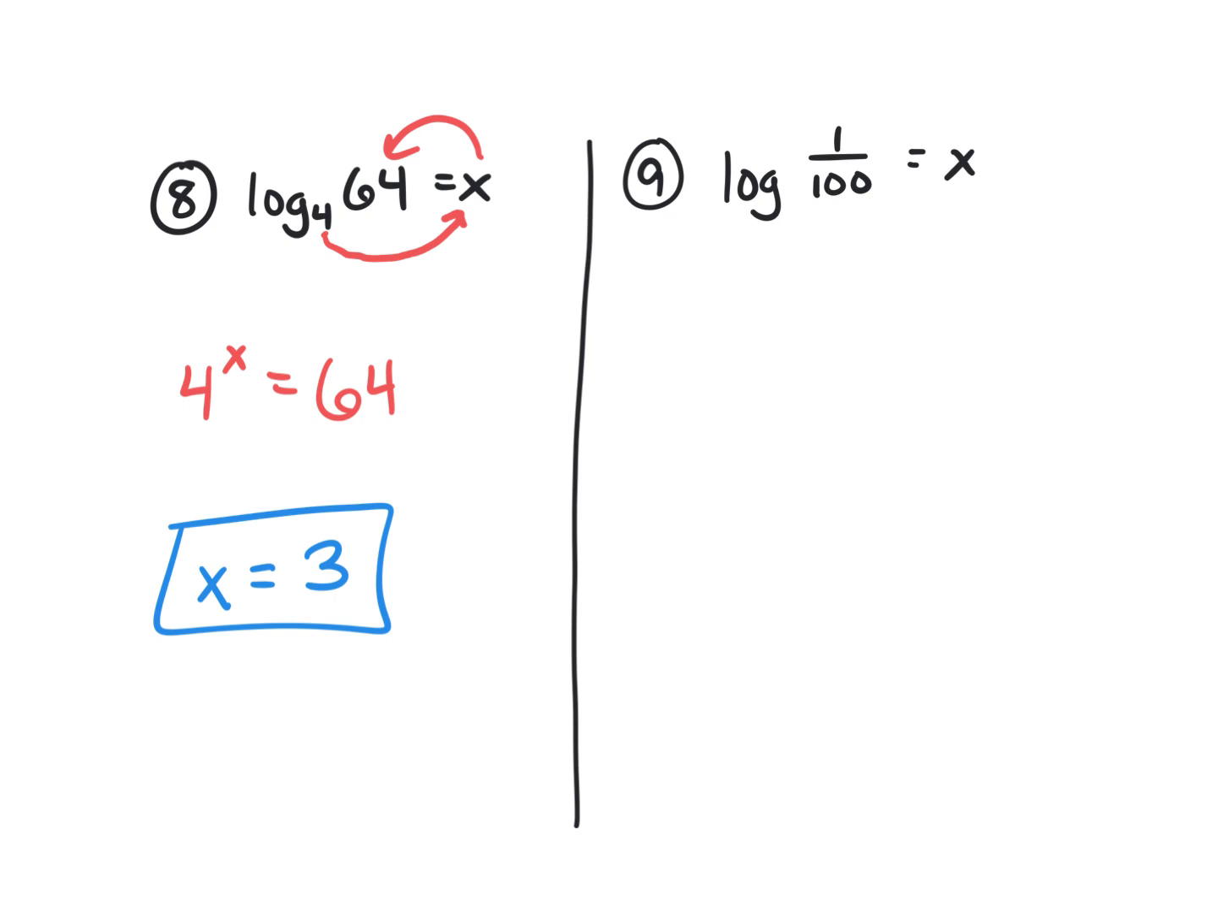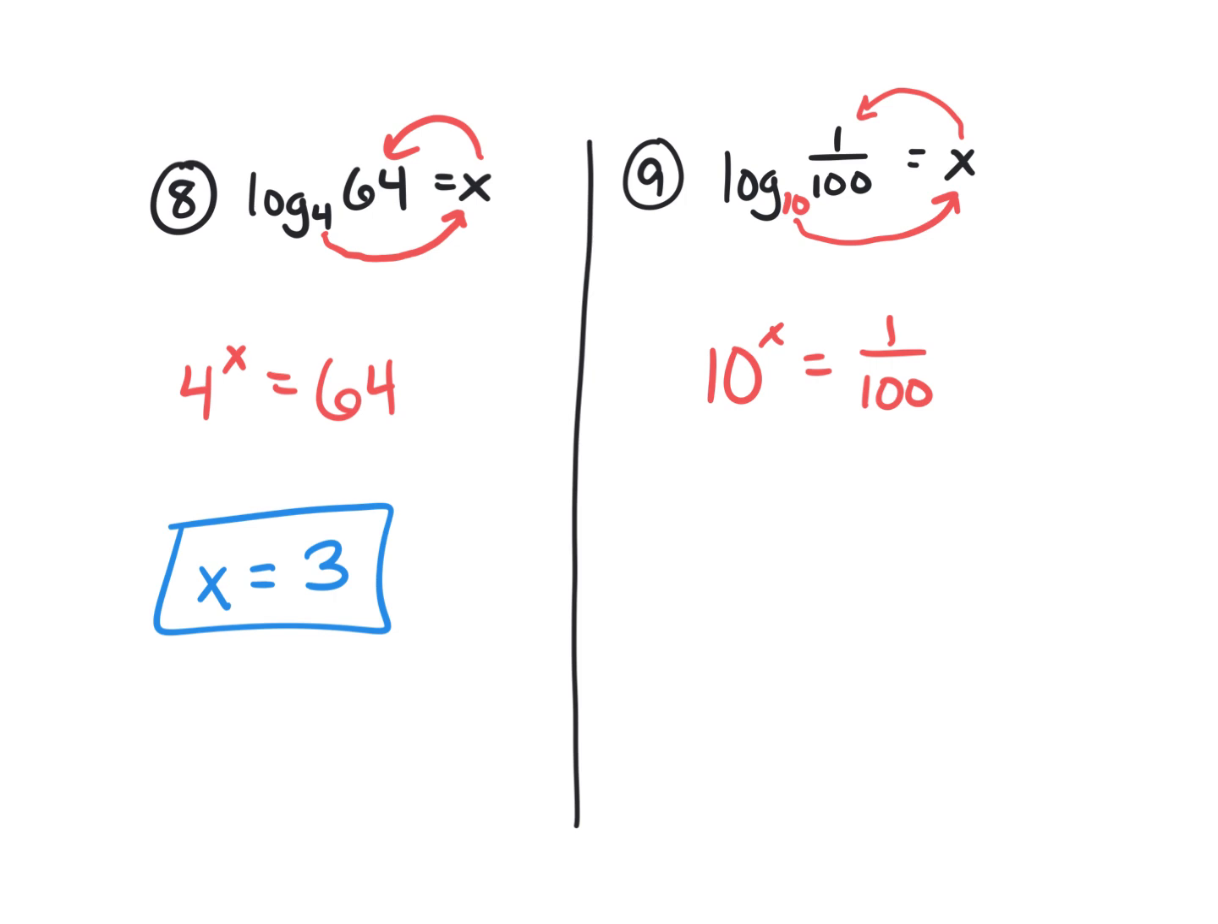Okay, number 9 is a similar idea, but what are we missing? The base. What is the base if nothing's there? Yep, it's our common log, base 10. How do I rewrite this into exponential form? 10 to the x equals 1 over 100.